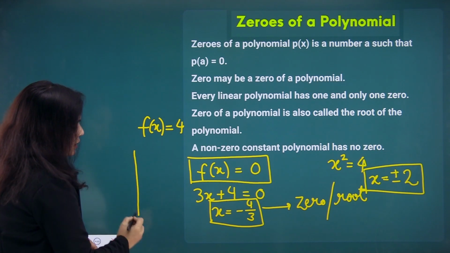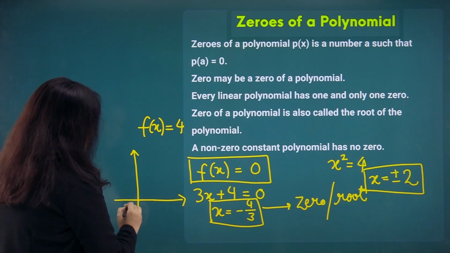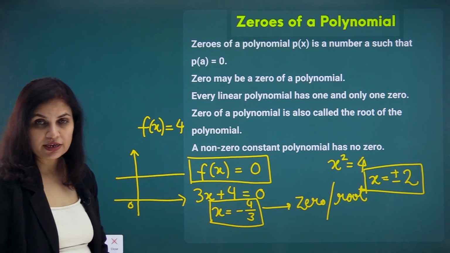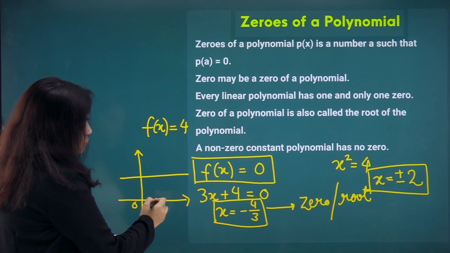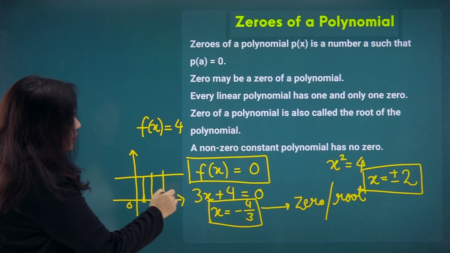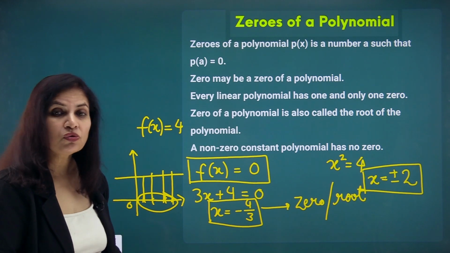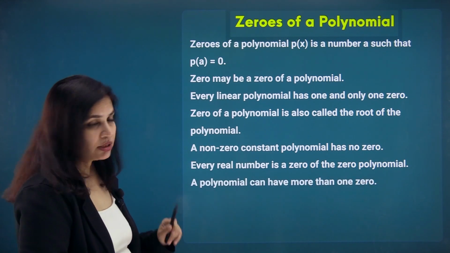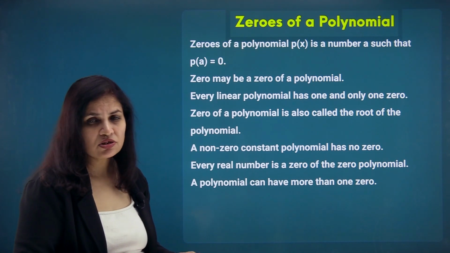Graphically speaking, a non-zero constant polynomial will always be a straight line parallel to x axis. And if the line is parallel to x axis, for all values of x, I will get the same value of y. So, there will be no particular value of x which I can select as the root of the polynomial. Every real number is a 0 of the 0 polynomial, that is, it will be a line parallel to y axis. So, I will have any real number is a 0 of a 0 polynomial.